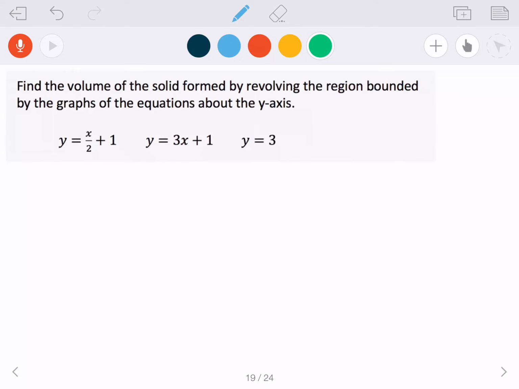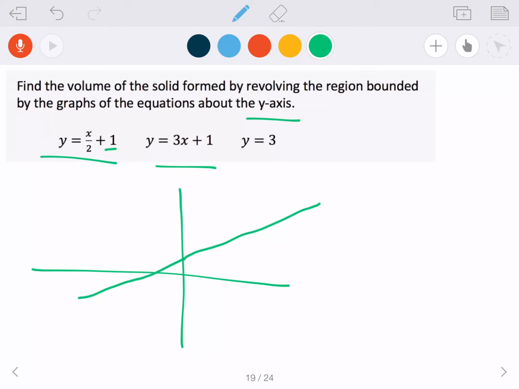Find the volume of the solid formed by revolving the region bounded by the graphs of the equations about the y-axis. So y-axis, that's my red flag. I'm going to have to solve both of these for x at some point. Let's go ahead and graph this. And again, if you need to, you can go ahead and graph these. I know here I've got y-intercept at 1, and it's going to be a pretty low slope there.